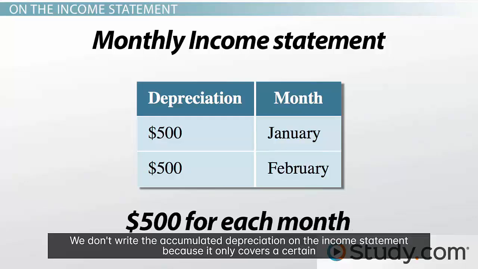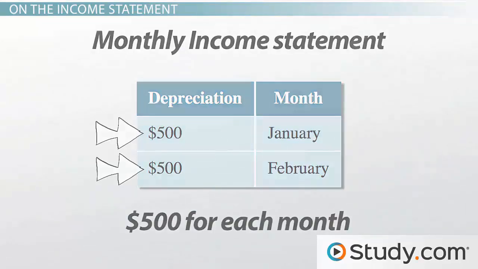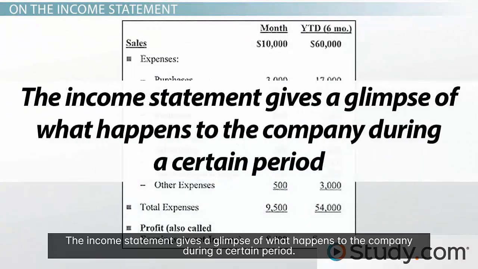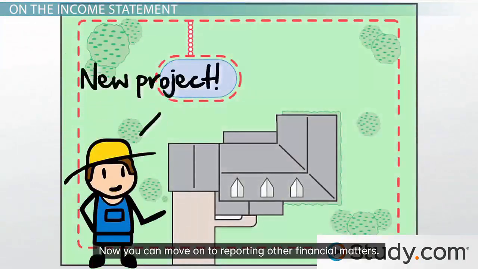We don't write the accumulated depreciation on the income statement because it only covers a certain period and does not give a glimpse of the company's overall performance. The income statement gives a glimpse of what happens to the company during a certain period. Now you can move on to reporting other financial matters.